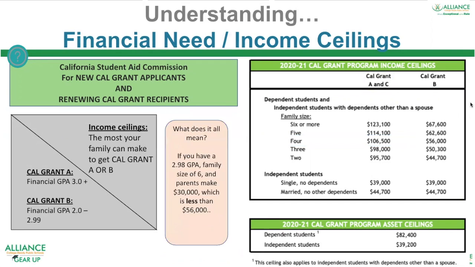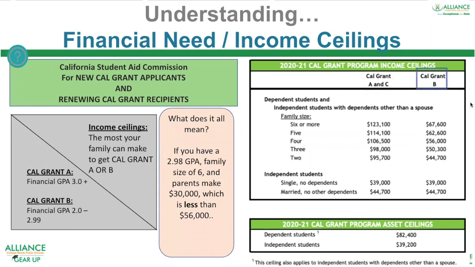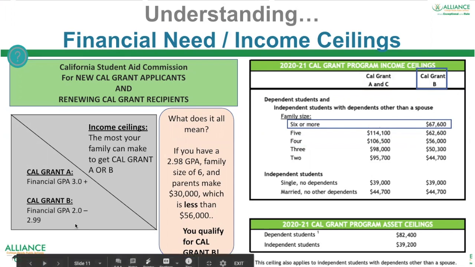Now we'll go another scenario. So if you have a 2.98 GPA, your family size of 6, and parents make 30,000, which is less than the 56,000, you qualify for Cal Grant B. And again, that's where the GPA made the difference. They had the 2.98.